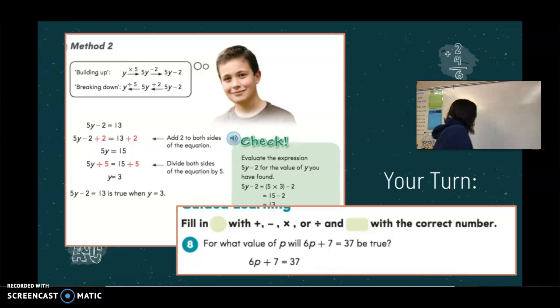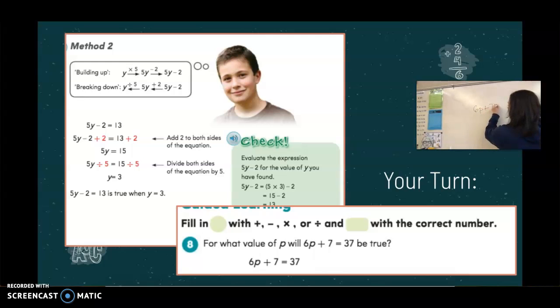All right, so you've got 6p plus 7 equals 37. Remember, what you do to one side of the equation, you do to the other. So we're going to subtract 7, so this cancels it out. Subtract 7, you've got 30, so you've got 6p equals 30. Well, what do we know? 6 times what is 30? Right, 5.